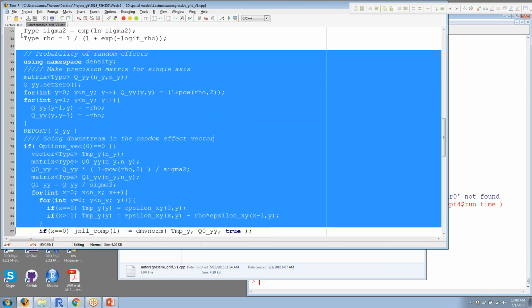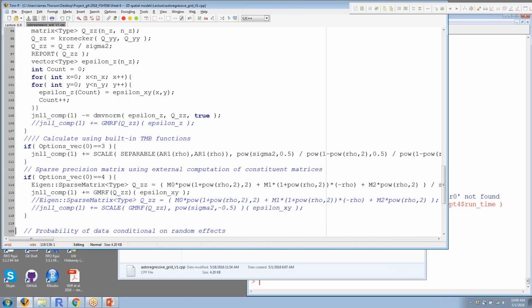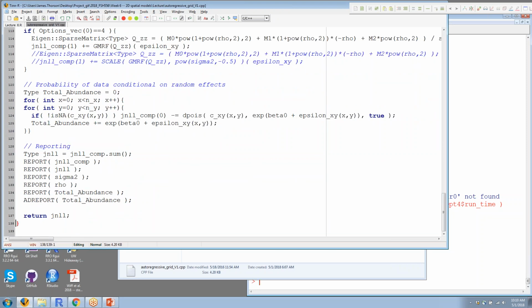As always, and then we have this block of code that defines the probability of the random effects, and that's the biggest block of code here. And then we've got a really short block of code that defines the probability of the data given the random effects and fixed effects. And we've got the outputting, so kind of bookkeeping again at the bottom.